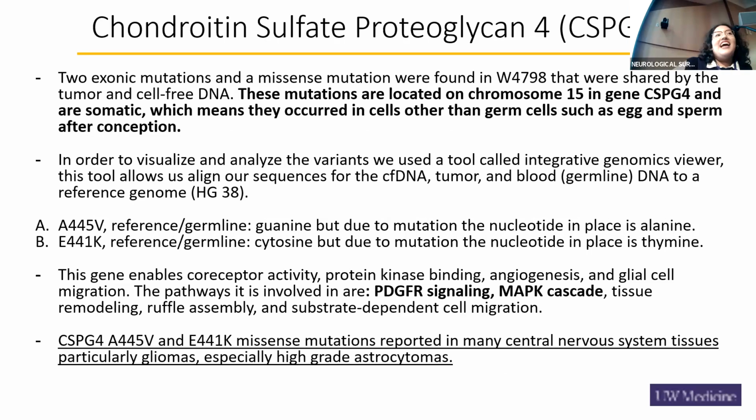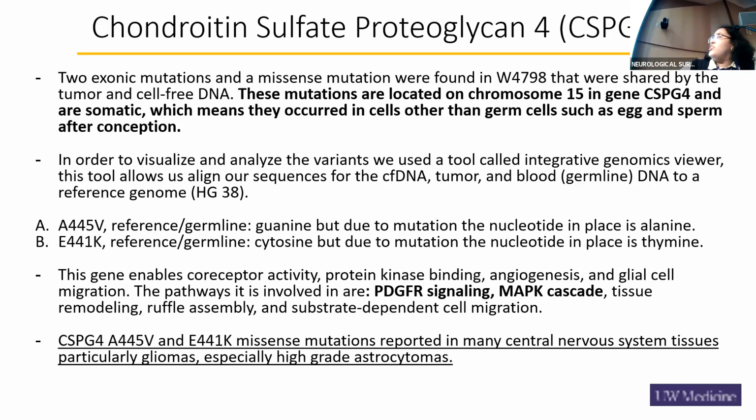Okay, so using IGV, we were able to determine 2 exonic and missense mutations between the tumor and the cell-free DNA. These were on chromosome 15 in the CSPG4 gene. These mutations were determined to be somatic as they occurred in cells other than germ cells, after conception. Here specifically, we see that the alanine at position 445 was turned into a valine, and at position 441, glutamic acid was turned into lysine.